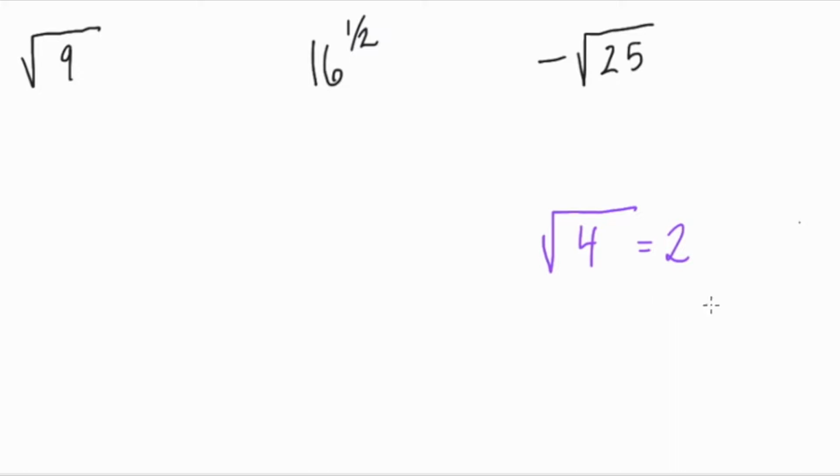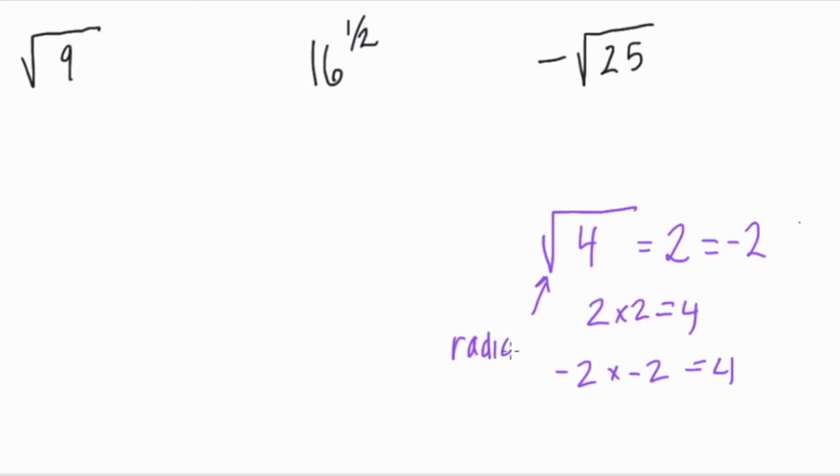However, it could also be what? Well, negative 2, right? Because 2 times 2 is 4, but so is negative 2 times negative 2. It's also 4. So essentially, these are both roots for the square root of 4. And to clear things up, the sign is the radical sign, right? The number inside is sometimes referred to as the radicand.